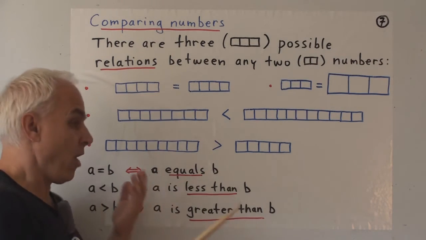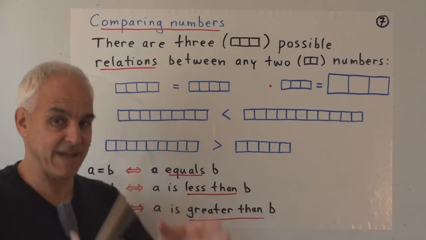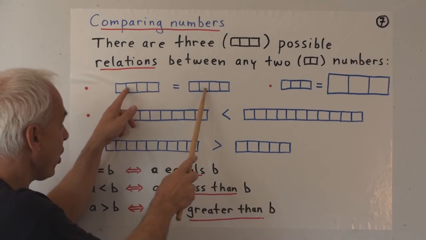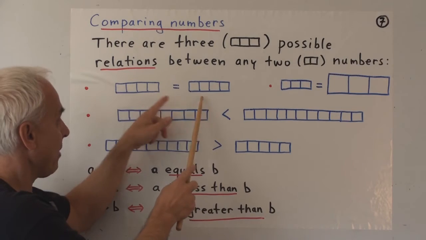Okay, what do they mean? Well, this one is equality. It means that the numbers are the same. There's the same number of cells in this number as in this number.